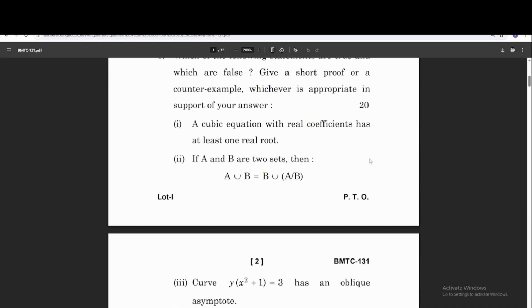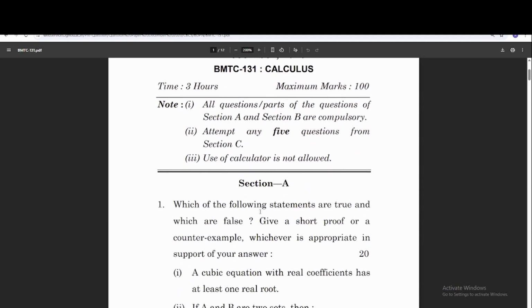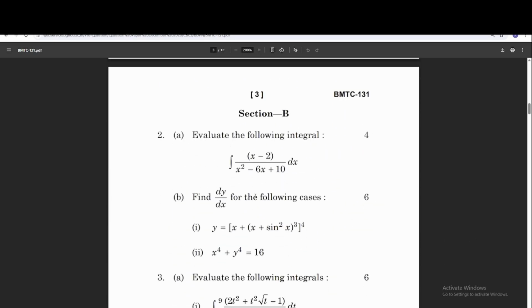Hi friends, we have covered the BMTC 131 December 22 question paper part A, section A on the previous video. Now we are covering section B. So the first question is evaluate the following integral: integral of (x minus 2) divided by (x square minus 6x plus 10) dx.